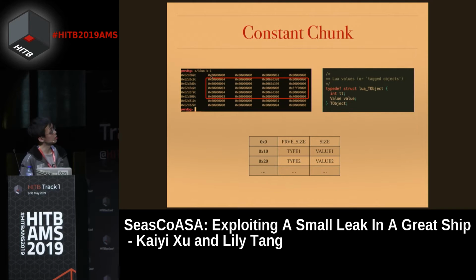Another chunk is the constant chunk. The constant chunk contains the const table, and in the const table there is a list of consts, and each const is a TObject type. And the definition of the TObject is in this picture. And we can see that this type is 16 bytes, and the first 8 bytes of this structure is its type, and the next 8 bytes is its value.